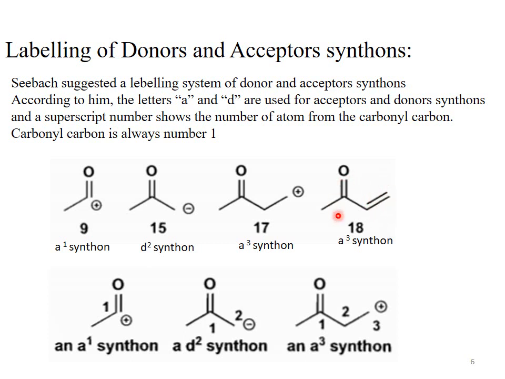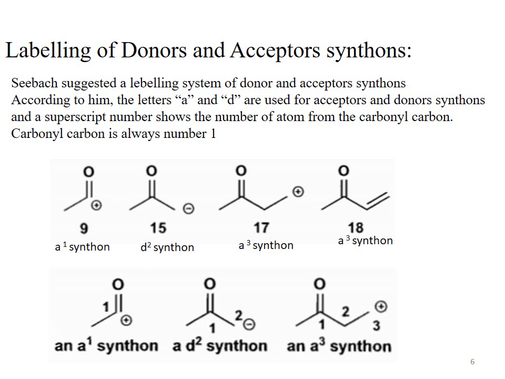See compound 17. This is the alpha carbon and this is the beta carbon. It is the beta carbon which is carrying a positive charge. So it is a positive charge carrying species, so it is an acceptor synthon. Which position of this synthon is acting as an electrophilic center? See the relation of that carbon with respect to the carbonyl carbon. The carbonyl carbon is number 1, the alpha carbon is 2, and the beta carbon is number 3. That's why it's an A3 synthon.